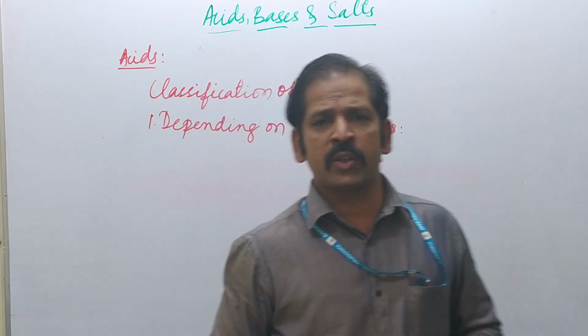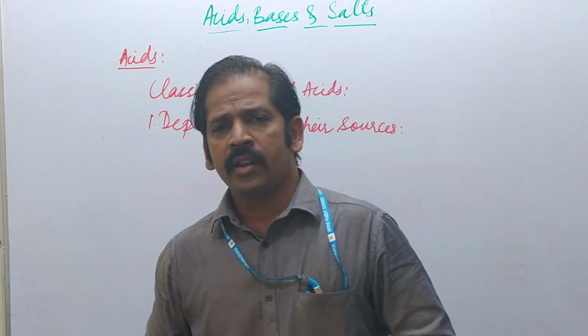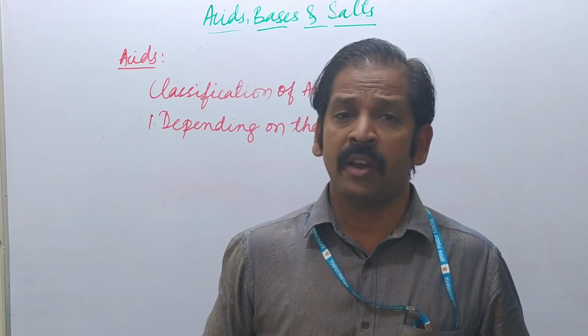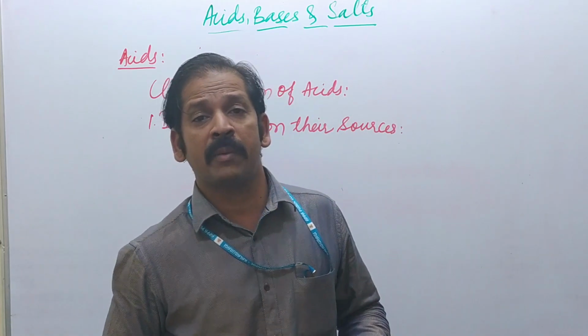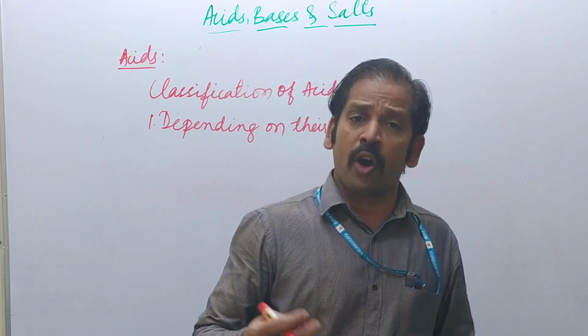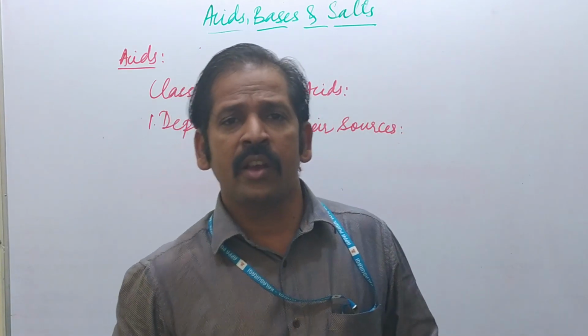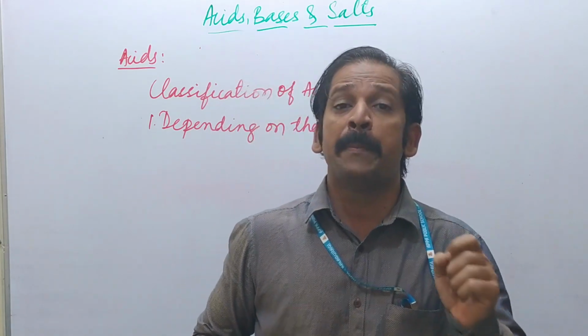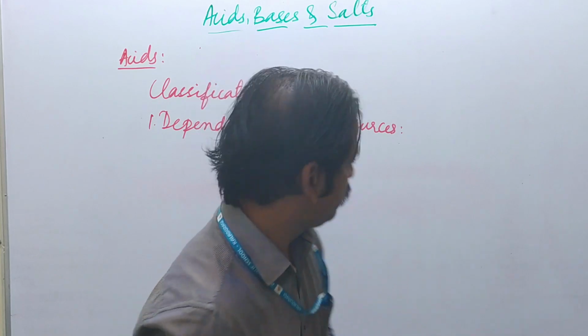Depending on the sources means where they are available. These are available naturally, and these are available artificially. Naturally available ones we call organic acids. Artificially made ones we call inorganic acids, also called mineral acids.